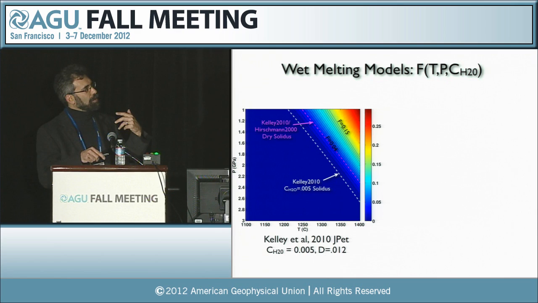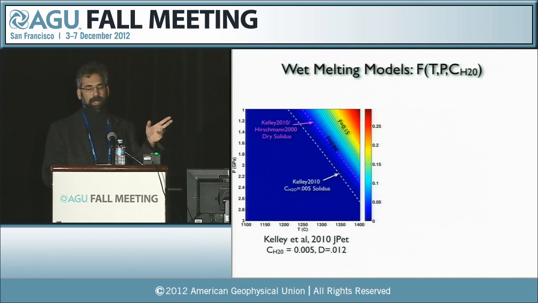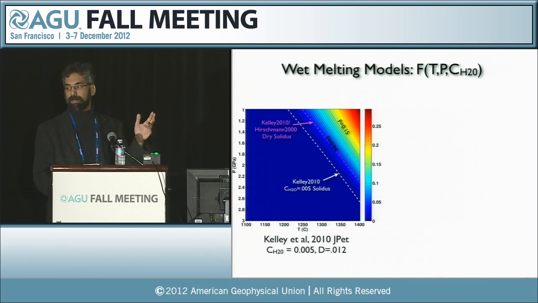That pink line is the dry solidus we saw before. Add water. In this model, there's a little bit of solidus lowering. But even at the dry solidus, this model only predicts about 4% melting. If you want 10% melting, you're going to have to be up here, considerably hotter than the dry solidus. Okay? But this isn't the only parameterization.